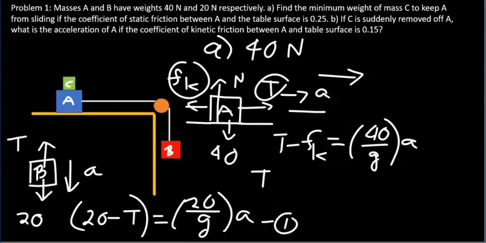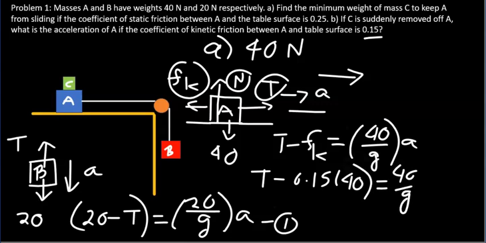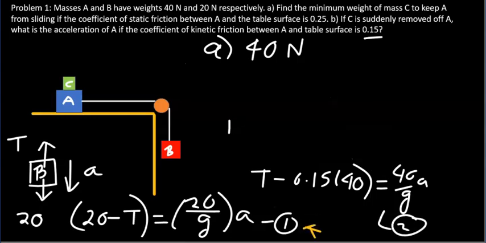Now, kinetic friction is given by the coefficient of kinetic friction, which is 0.15, times the normal force, and in this case the normal force is just the weight, 40, equals 40 over g a. So that is equation 2. Now you have equation 1 and you have equation 2. There are two unknowns, tension and the acceleration, and you can solve for the acceleration.